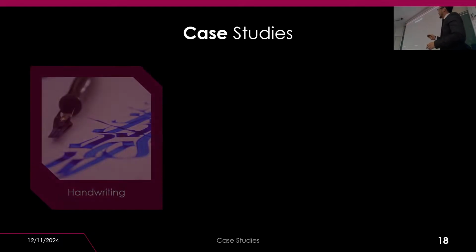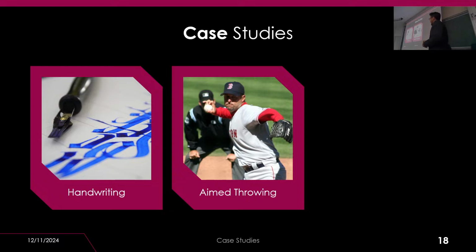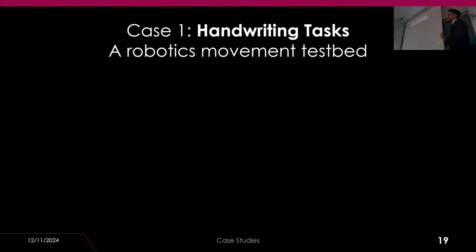Now, I've chosen handwriting as a test bed, then aim throwing, and finally obstacle avoidance oriented towards the human-robot collaboration problem, seen as a system of systems. Let us explore the handwriting task, which, as I mentioned, serves as a test bed for the method and for other methods in the context of robotic manipulation and robot dexterity.